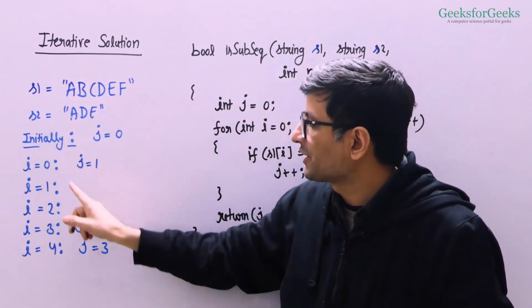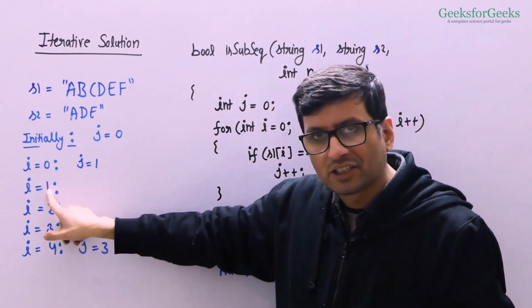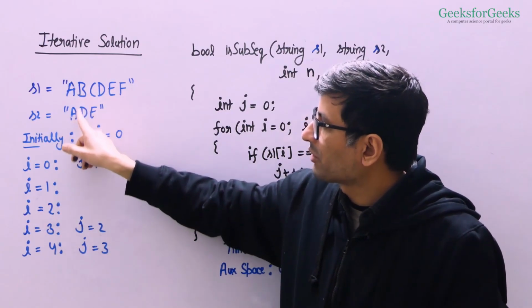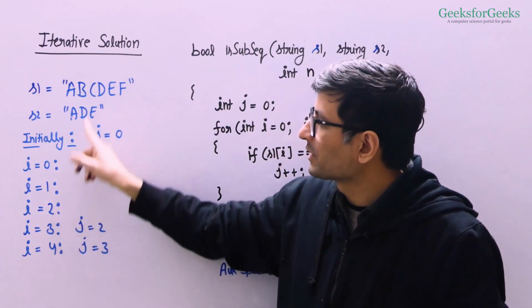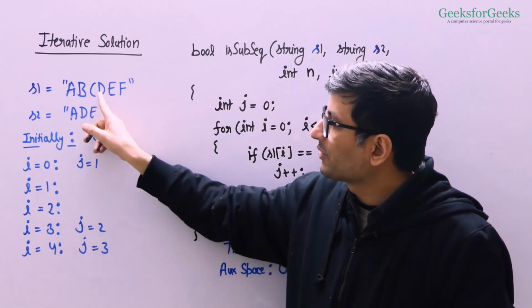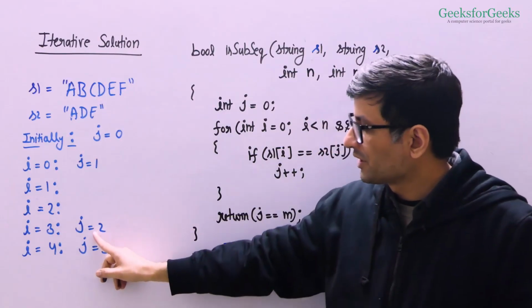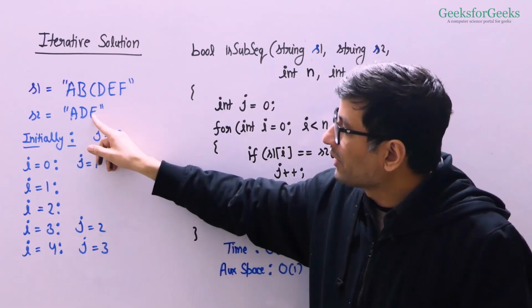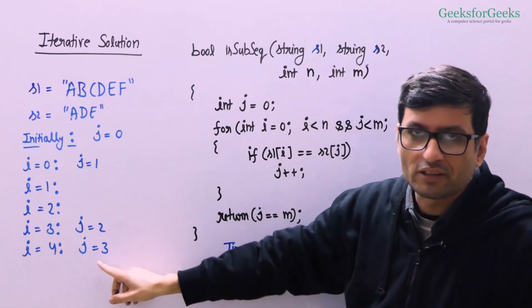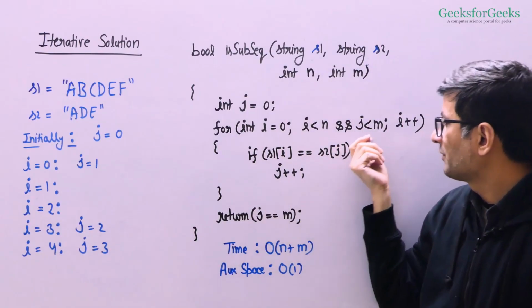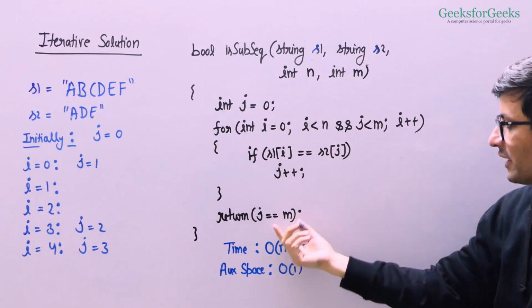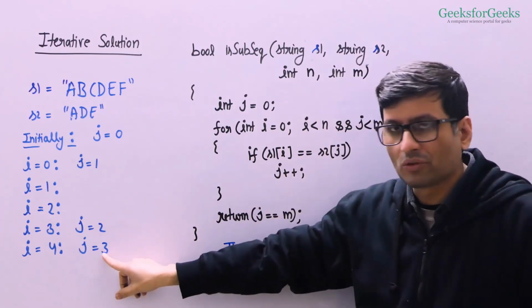So a and a matching, we do j equal to 1. i is incremented to 1, right? So this one and this one, they are not matching. So we'll simply do i++. i will come here. C and D not matching, so we'll do i++. Now these two are matching, so we'll do i++ and j++. j will become 2. Now again they are matching, so we'll do i++ and j++. j now becomes 3, right? So j is now equal to m, so we'll come out of the loop because this condition becomes false, and j is equal to m, so we'll return true also.